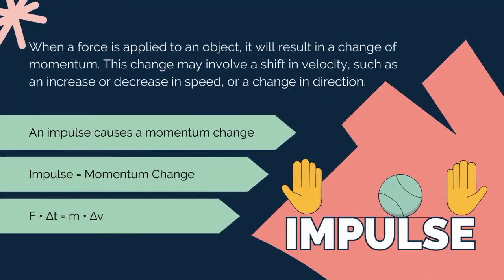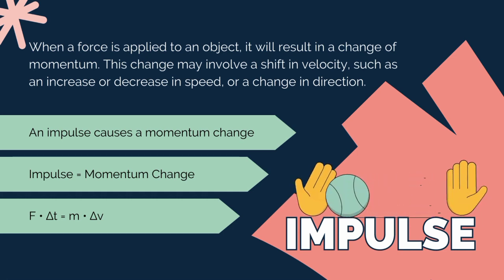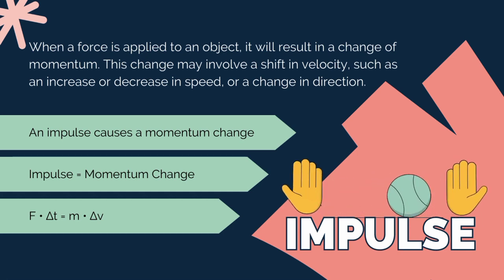Next material is about impulse. Impulse is a concept in physics that describes the change in momentum of an object when a force is applied to it for a certain amount of time. In simple terms, it's like a force or kick that changes how fast an object is moving or in what direction it's moving. The impulse experienced by an object is directly related to the force applied to it and the time over which that force is applied.